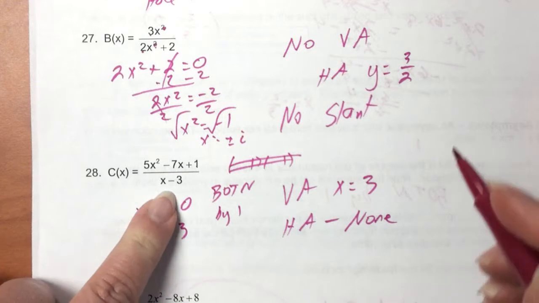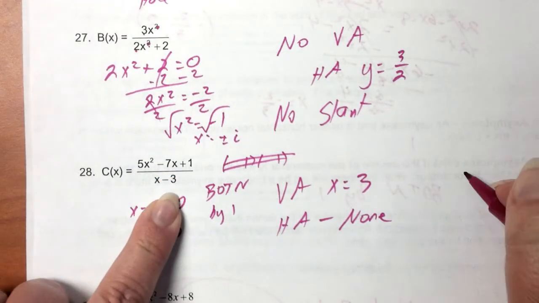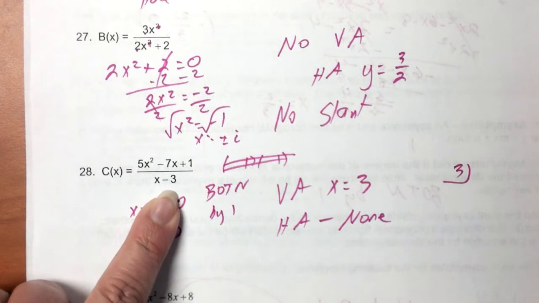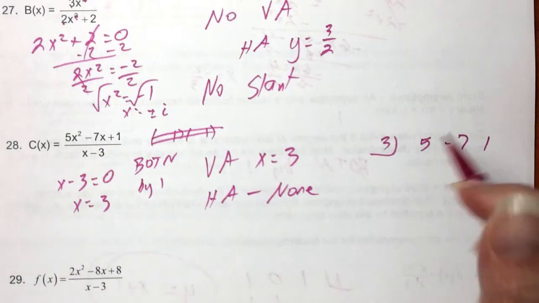So I'm going to divide 5x squared minus 7x plus 1 by x minus 3. I can do that with synthetic, so 3 in the box. 5, negative 7, and 1. I'm going to do my synthetic here.